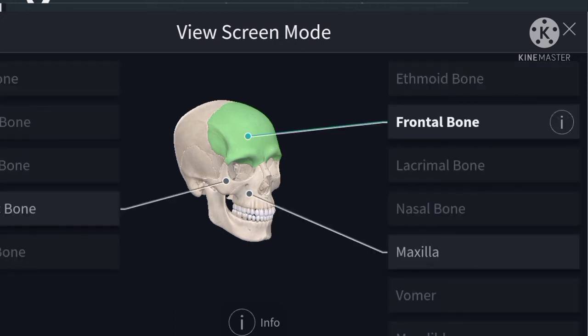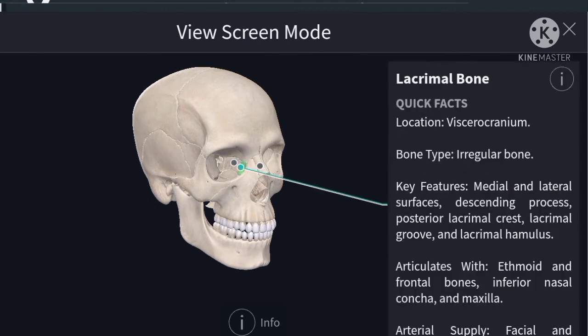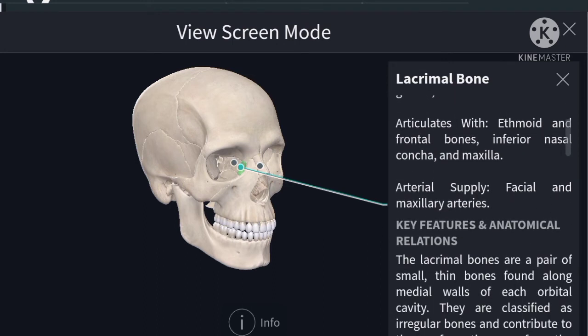Now we will talk about the lacrimal bone, and this is the lacrimal bone and it is a type of irregular bone which is located in the viscerocranium. It articulates with the ethmoid and the frontal bone, inferior nasal concha, maxilla, and it is supplied by the facial and maxillary artery.